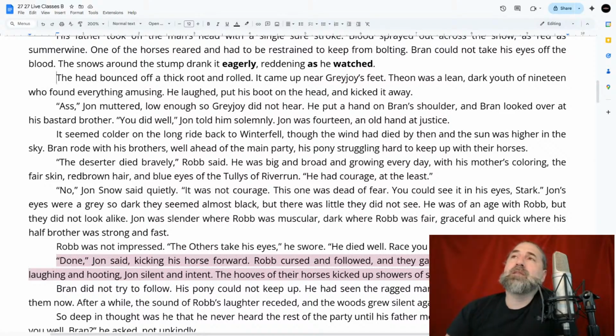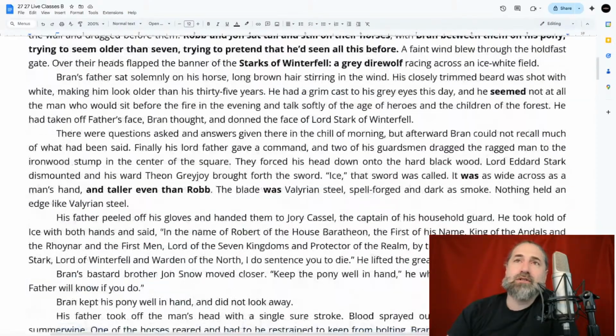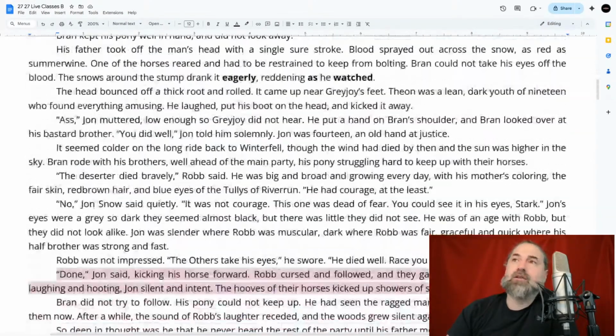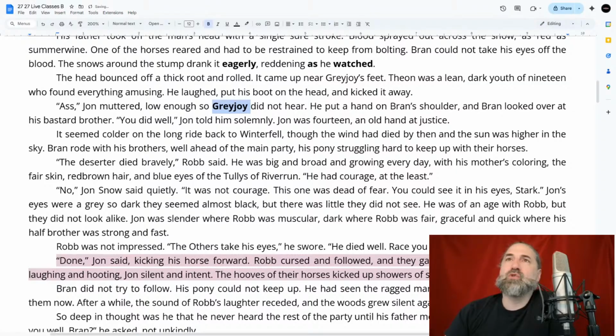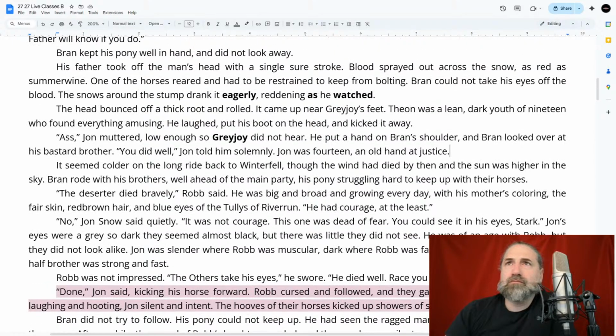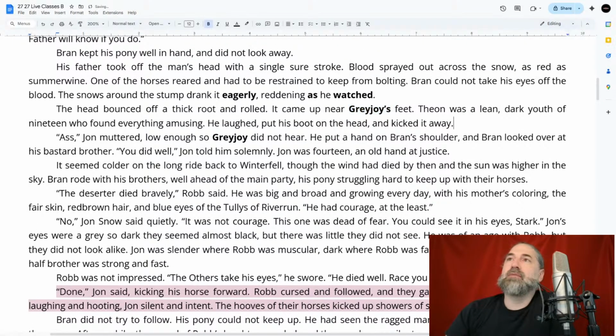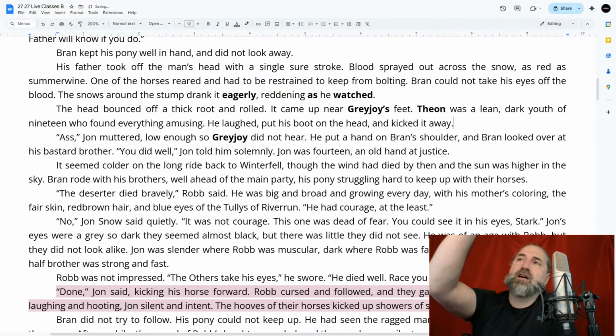If we didn't learn earlier that Greyjoy was in this group context with the ward, Theon Greyjoy, this moment wouldn't make sense. We'd be confused. We'd be like, who the hell is Greyjoy? We wouldn't know who he is, and we wouldn't know who Theon is. But because he mentioned Theon Greyjoy, we're allowed to use his last name and then his first name.